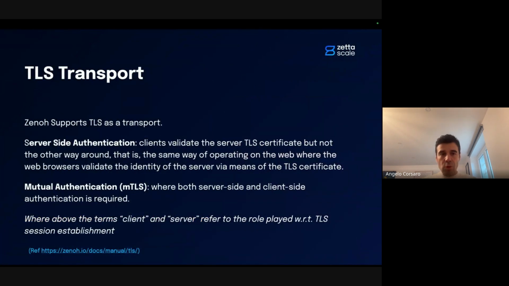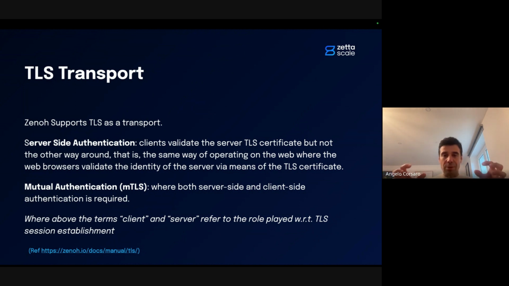Now, we also support TLS as a transport, okay? We can do server-side authentication. So in that case, clients simply validate the TLS certificate of the server, where client and server refer to the role played in the TLS session establishment. So if I have a client trying to establish a session with a router, then in that case the client would be the client and the router would be the server.